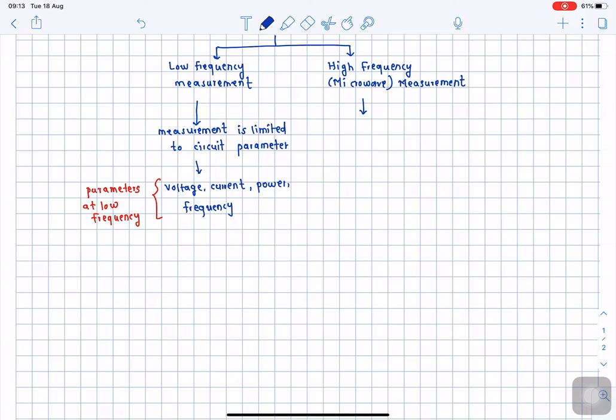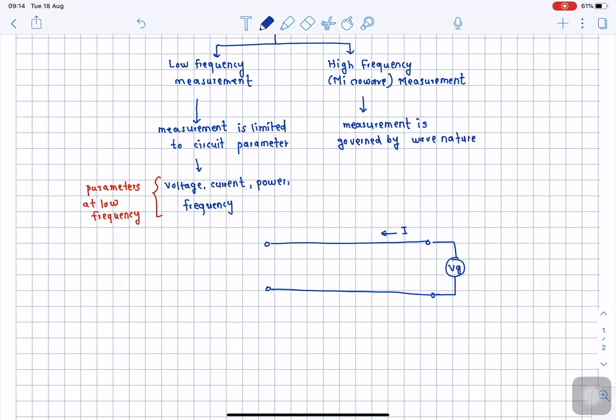So here measurement is governed by wave nature. For example, if we take a transmission line over here, this transmission line is supplied with some generator voltage Vg. Now this generator voltage will set up a current over this transmission line. Let us say it is Ig. This is a transmission line.